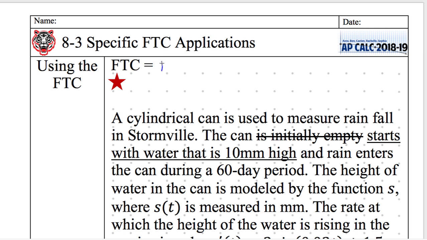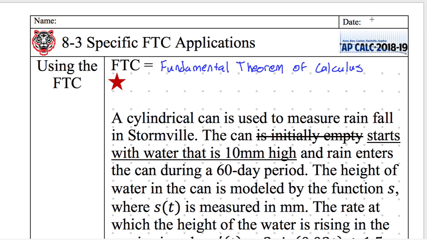but it is called the fundamental theorem of calculus. Oh, makes sense. Where's the O? We need an O in there.